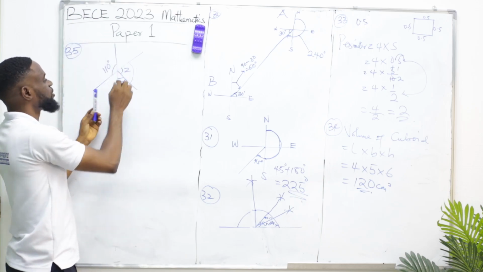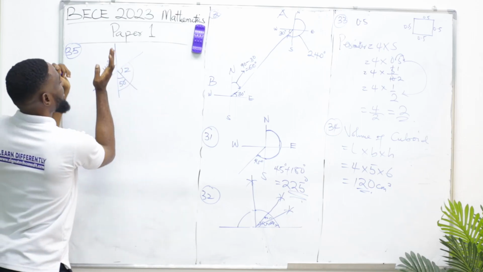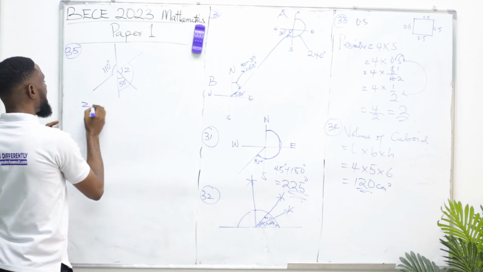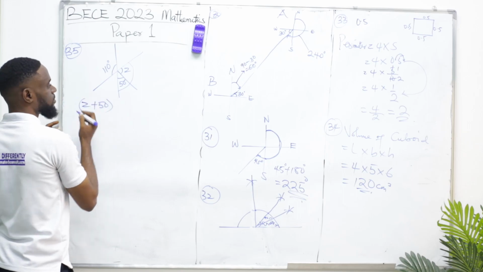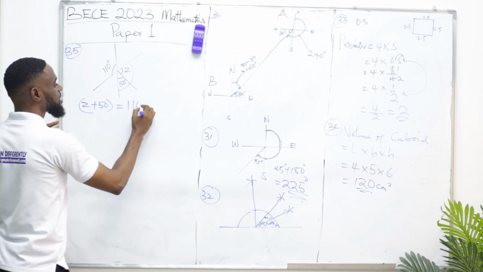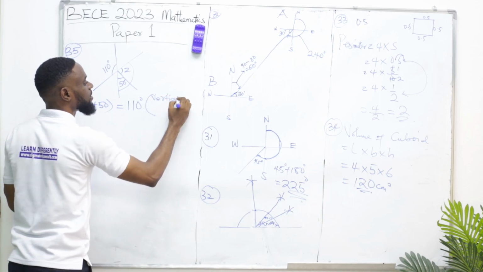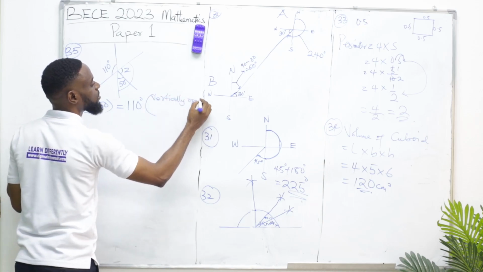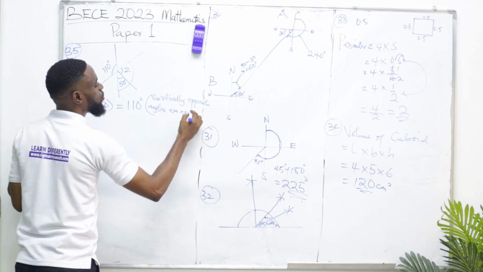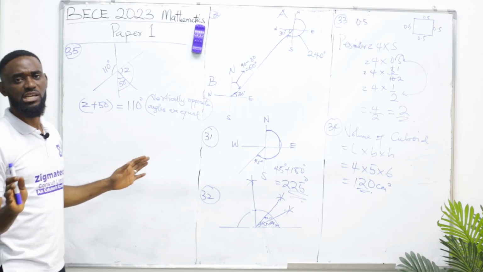Let's assume these two things are taken off. This z and 50, they are taken off. It means that this whole thing, they are vertically opposite 110 degree. So what that means is z plus 50, can you see, is equal to 110 degree. Why? I will put it there. Vertically opposite angles are equal. Vertically opposite angles are equal. Is that okay? That's the first thing.